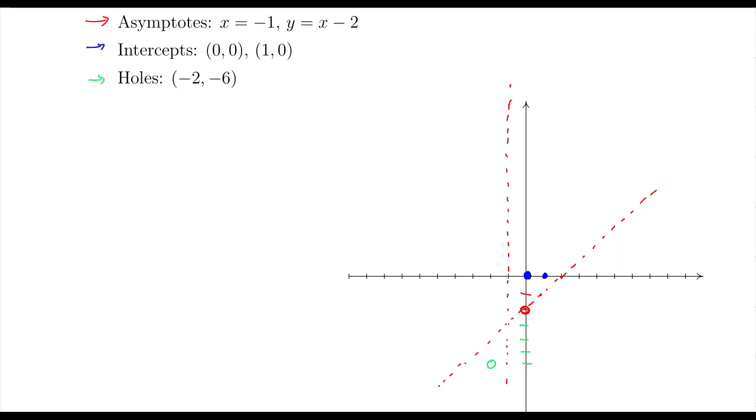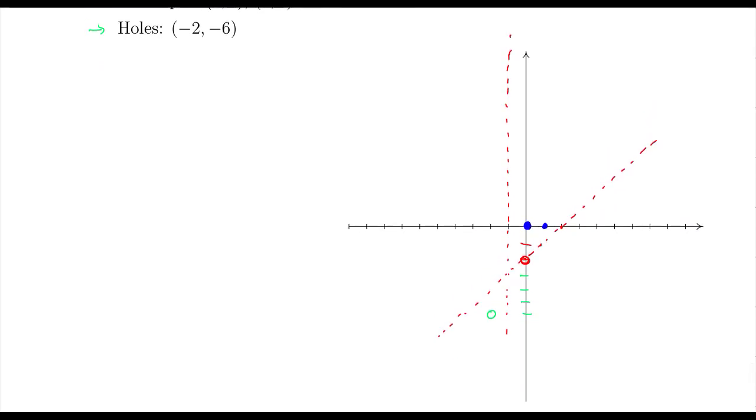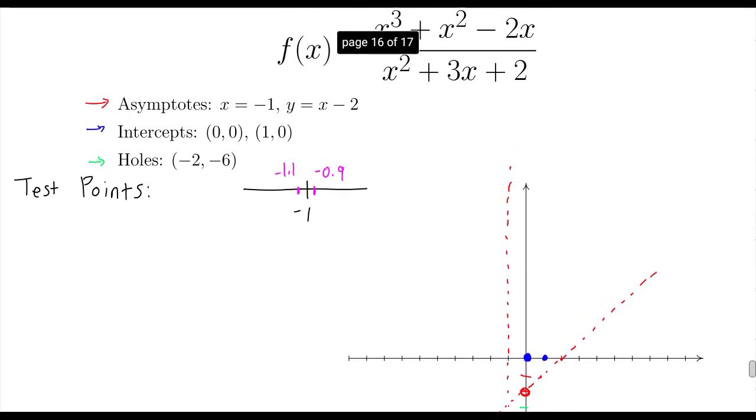Okay, I have enough information to draw my graph now. So let's do the test points, although I probably can get away with not doing test points here. Okay, remember I have a number line. My vertical asymptote's at -1. So that means that I need a number to the left of -1, like -1.1, and a number to the right of -1, like -0.9. I need to plug these into the original function.